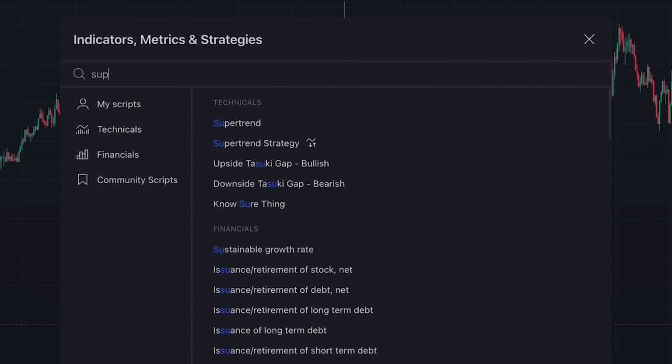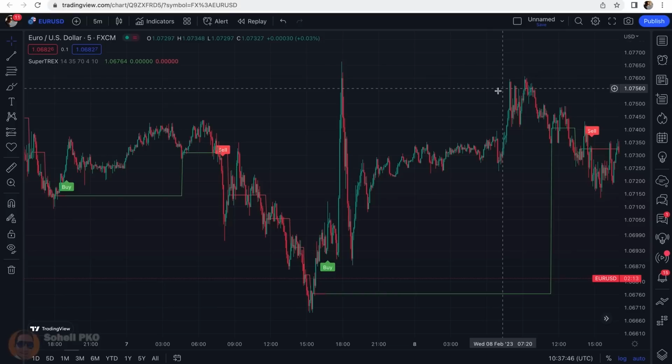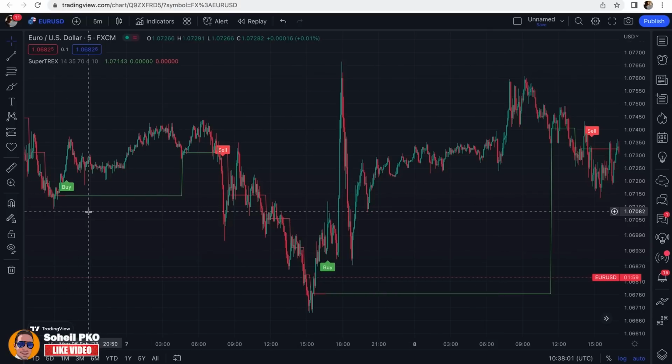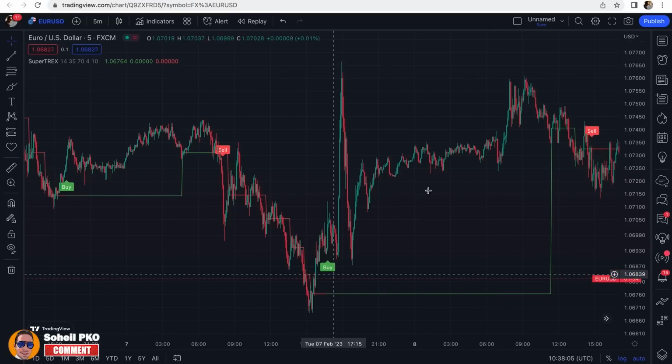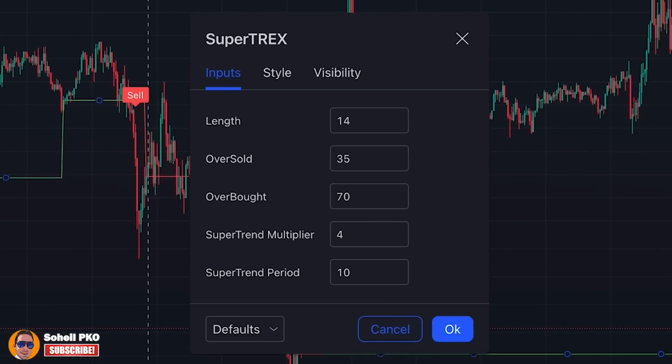Alright, to add the buy-sell indicator to our chart, we click on indicators and search Super Tricks. This one, which is written by someone named Rafael Zioni. As you can see, it has created some buy-sell signals on the chart. This indicator is built based on super trend and RSI in a special combination with these default settings. We continue this video without changing any settings here.